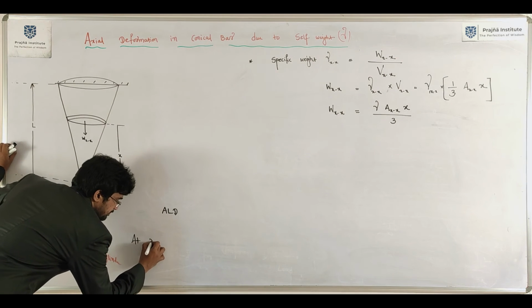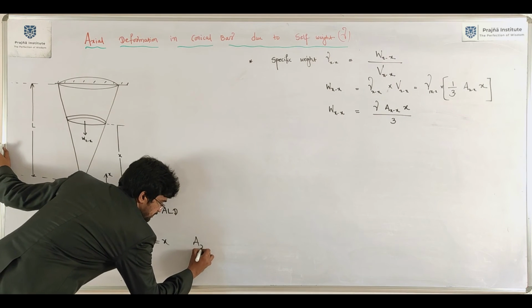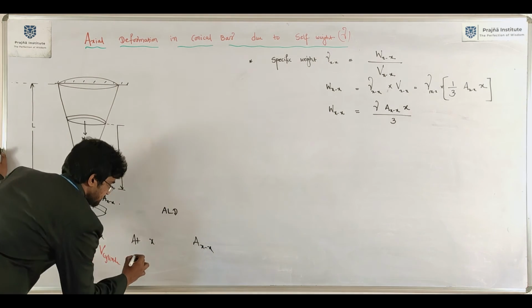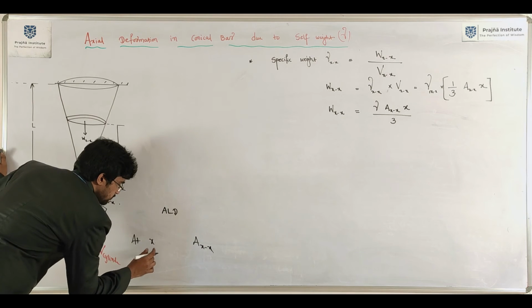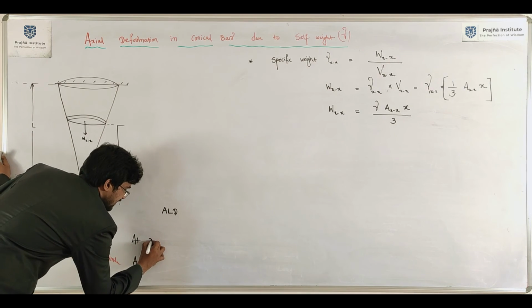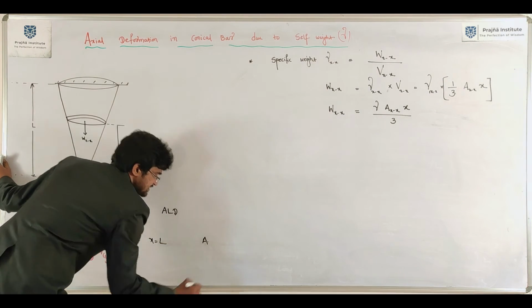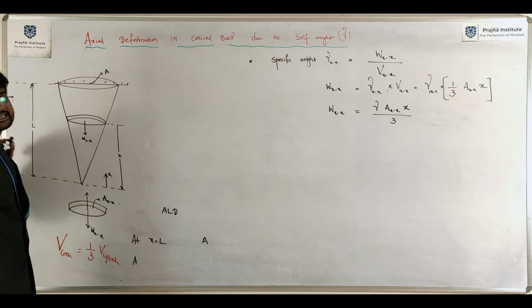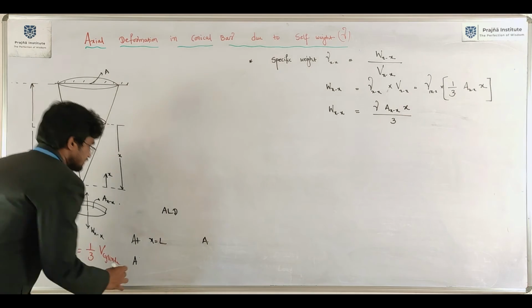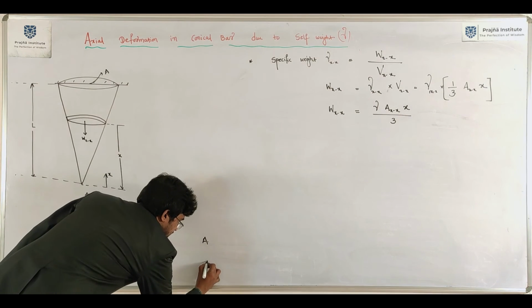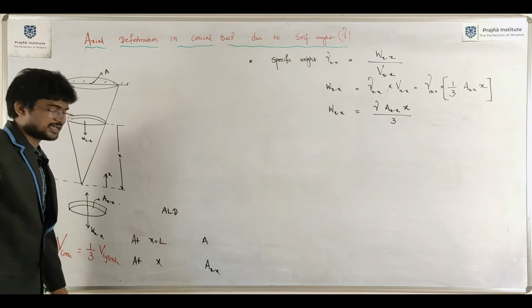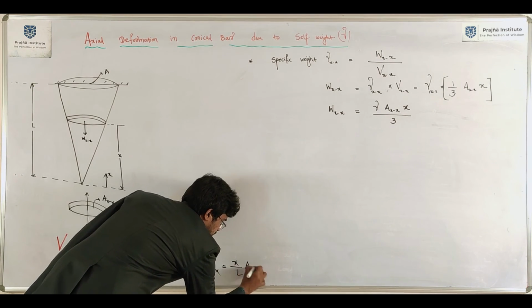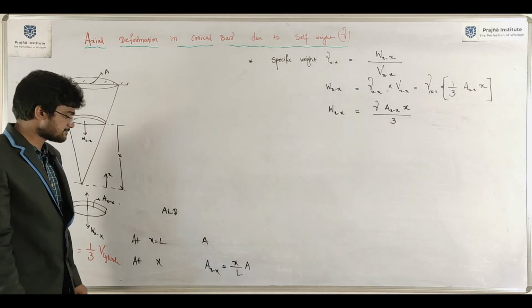At x equal to L, it is area of cross section A. Now at x, you can write A_x in terms of x by L into A. Okay? It is very simple.